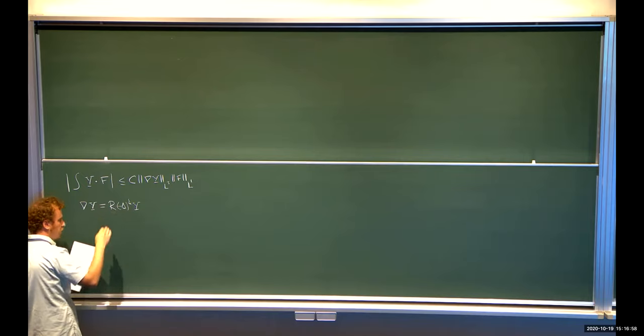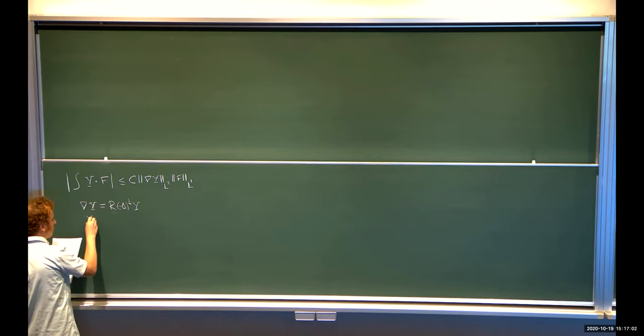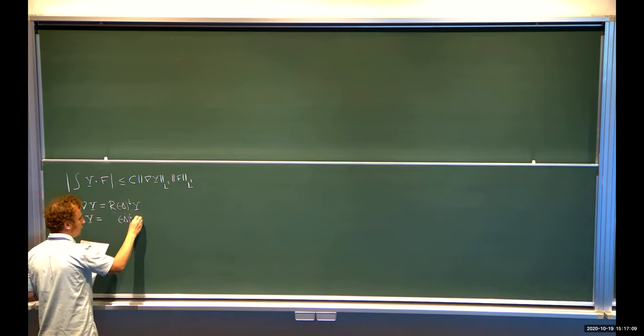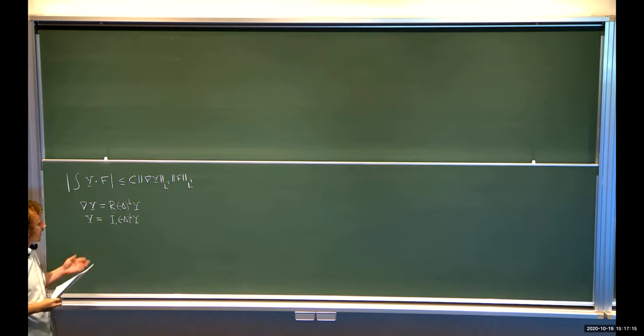And this is a classical work of Calderón and Zygmund that brings us this. And the second thing is that y, you can express it in terms of half a Laplacian. Of course, if you take one derivative, then you have to take one integral. And so you can write this as I1 of half a Laplacian of y.